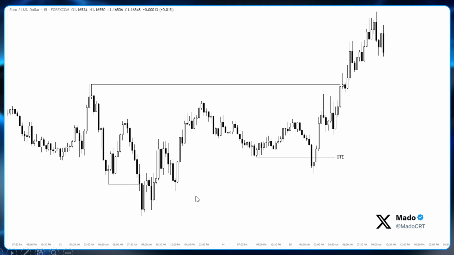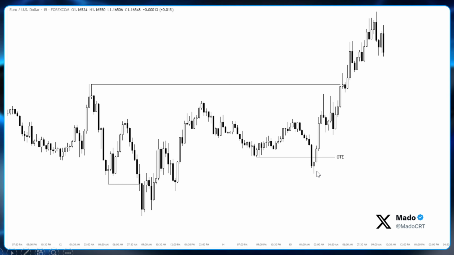Now, from here, we're just waiting for a clean retracement. That's where OTE comes in, the optimal trade entry. We draw the Fibonacci from the low to the high of that move, and we look for price to retrace back into the 60 to 75% zone. This is usually where smart money re-enters the market before pushing price higher. If we see a clear rejection or small CRT setup inside that zone, that's our refined entry.